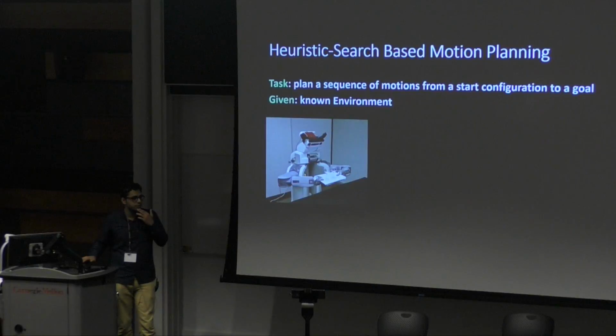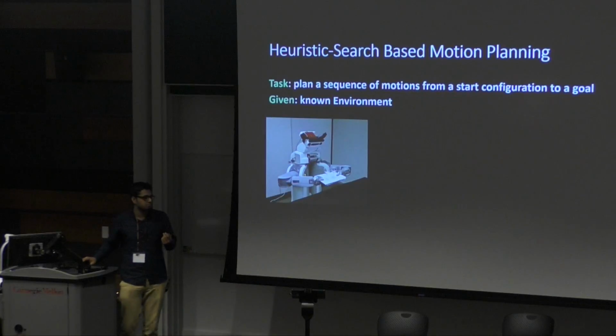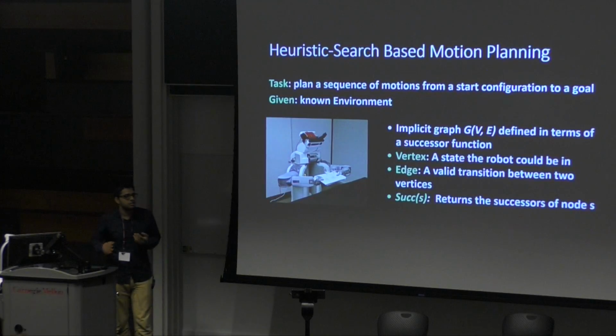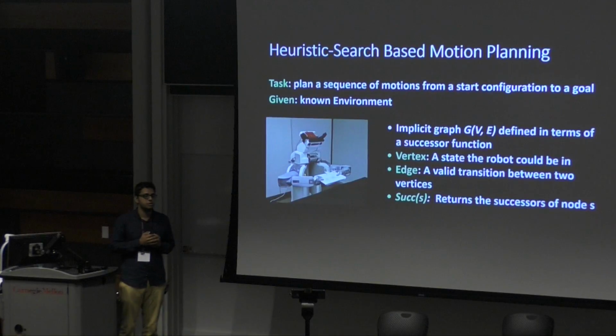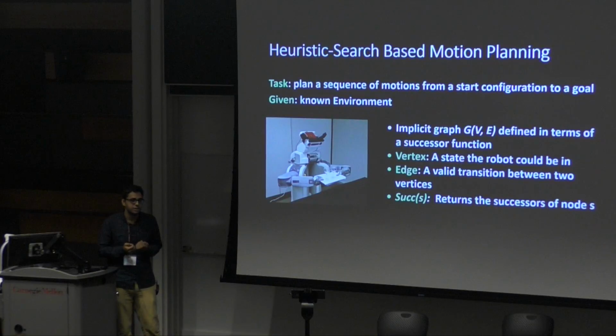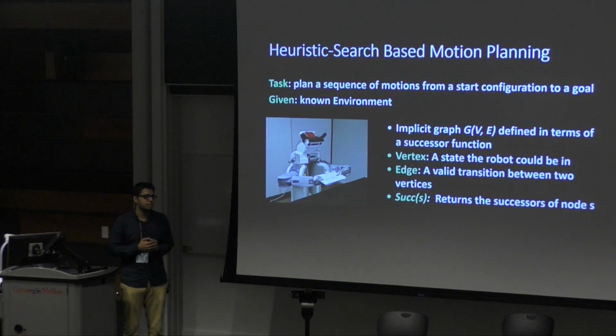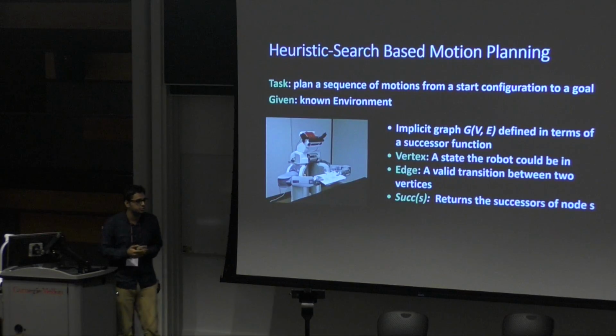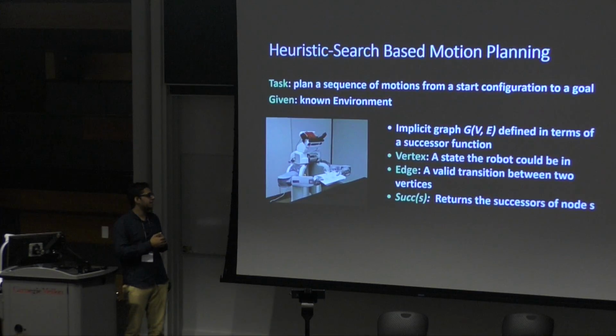Here we have a manipulator called the PR2, and it has different joints in its hands. It can move around, and every possible configuration of those hands and locations essentially corresponds to a location in your search space. We define our search graph in an implicit fashion in terms of a successor function, which returns the successors of every node. Each vertex corresponds to a state that the robot can be in, and an edge is a transition from one state to another. For example, these are small motions. These could be arm motions, base motions, and so on. That's how we build our graph for our search.